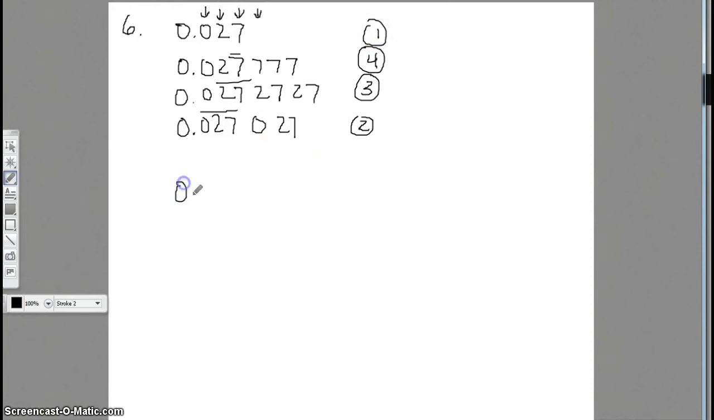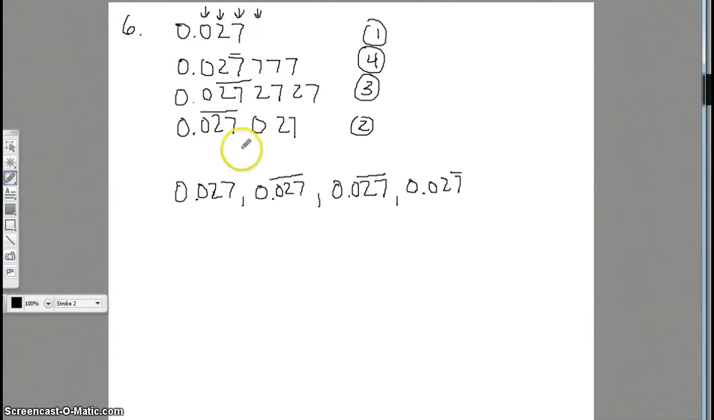1 is going to be 0.027. Our second one is going to be 0.027 with a bar over the 0.27. Our third number is going to be 0.027 with a bar over the 27. And then our last one is going to be 0.027 with a bar just over the 7. So that's how you need to arrange the numbers in order from smallest to largest.